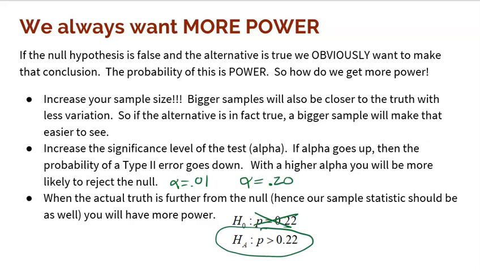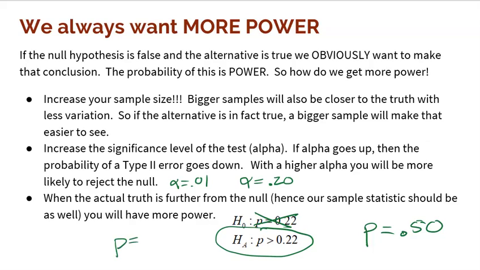What I'm saying is that if the null is wrong, now if the actual truth is really far from the null, like let's just say the actual truth was 50%. Well, then I would assume a sample will show me that. And if a sample shows me that, then I'm going to reject the null and go with the alternative that it's clearly more than 22%. So the further the actual truth is from the null, the better chance I have to see that and reject the null.